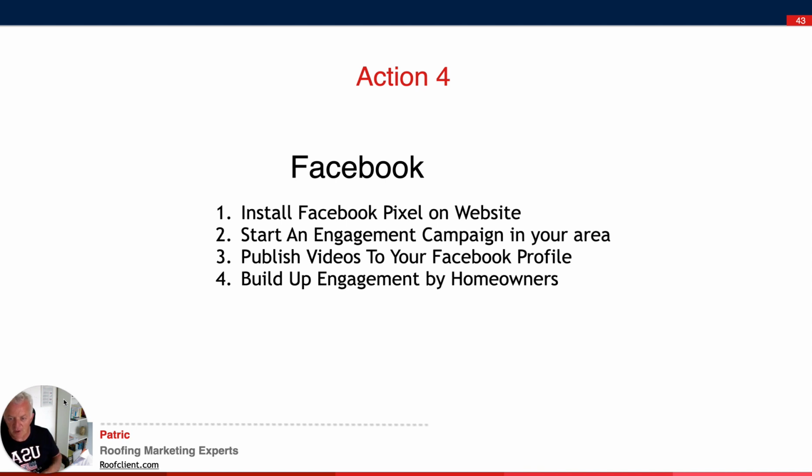Action 4, Facebook. You want to be active on your Facebook. You don't necessarily need to run ads on Facebook, but you want to be active. If you finish a job, post the image, tag the person that you did the job for so they see it. Do a before and after picture. Do drone videos. Just basically respond to people on Facebook, get likes and engagement on it, build that up.